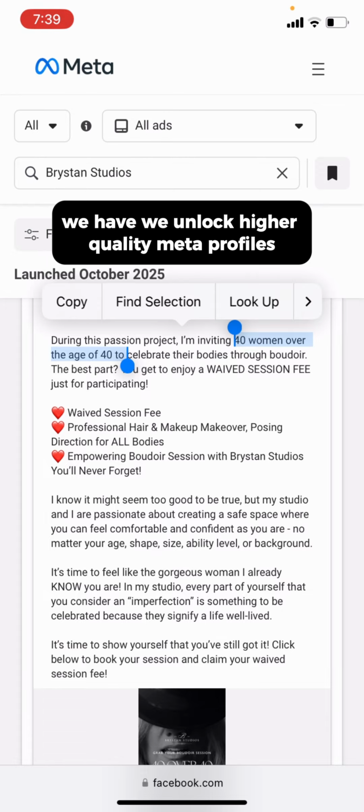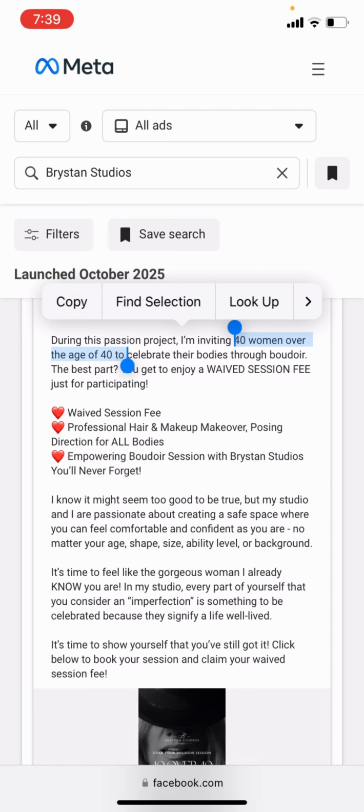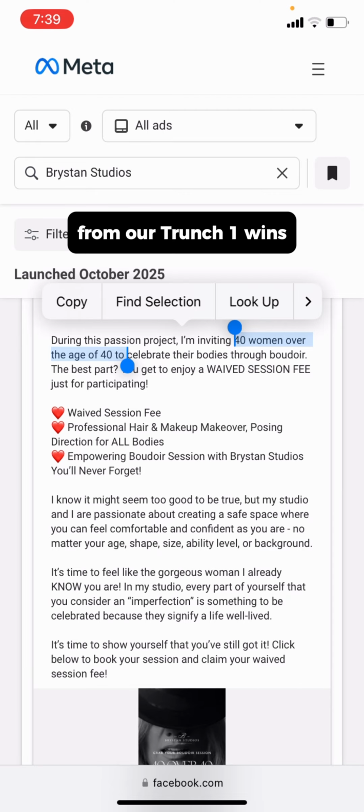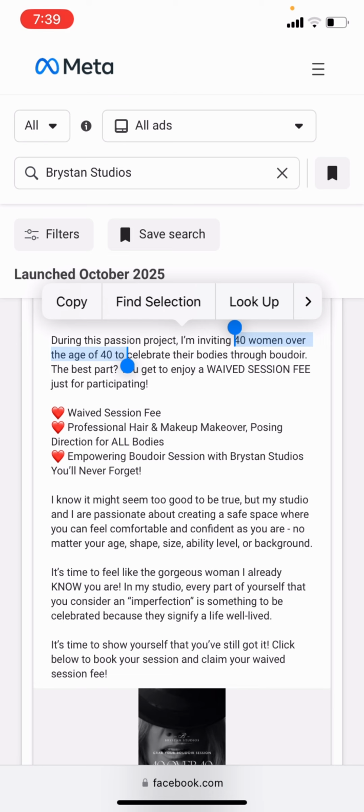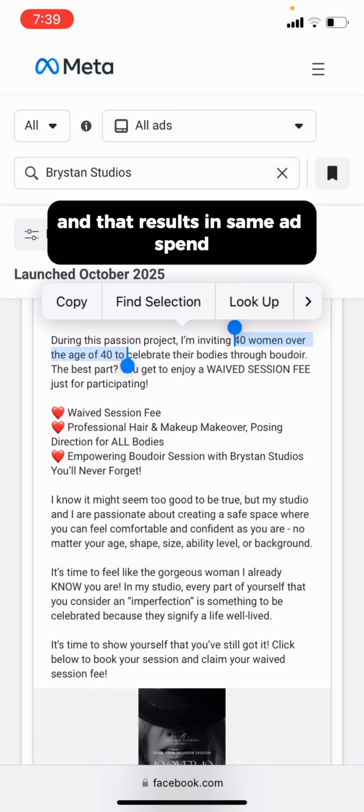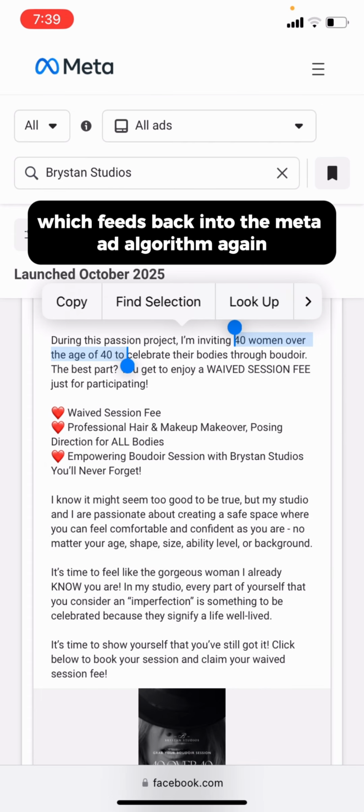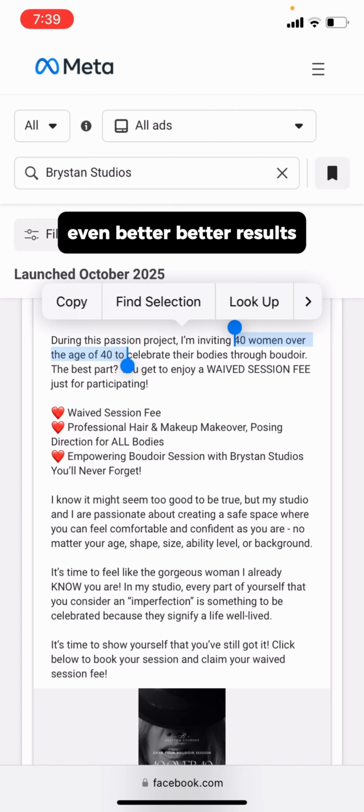We unlock higher quality Meta profiles from our tranche 1 wins. And that results in the same ad spend, better results, which feeds back into the Meta ad algorithm again. For tranche 3, we do the same ad spend, even better results. The ad sustains and scales, and scales the business.